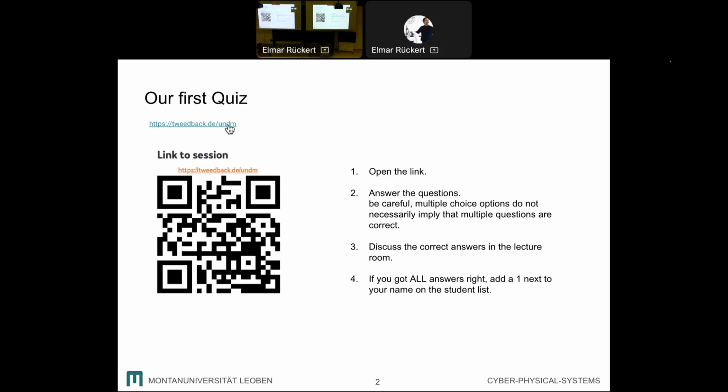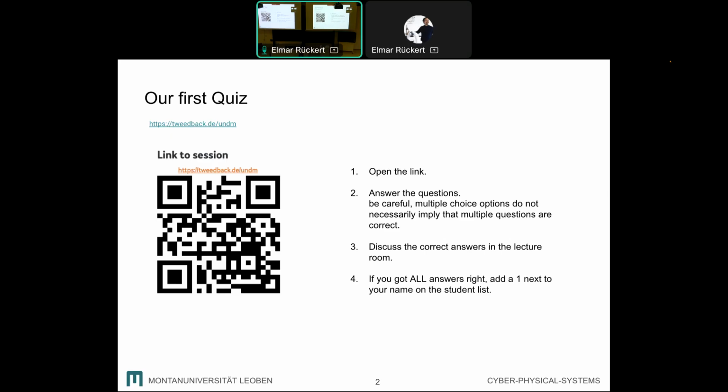So here you see the link. It's always tweakback.de/ and then there is the code for this quiz, for this session. In this case, it's called und_m. You click on the link. There are 2 questions. Both are activated. Here's some guideline. Take care when answering these questions. Typically, you only get bonus points if you have everything correct. If there's a single mistake, if one of the answers is wrong, you get no points.